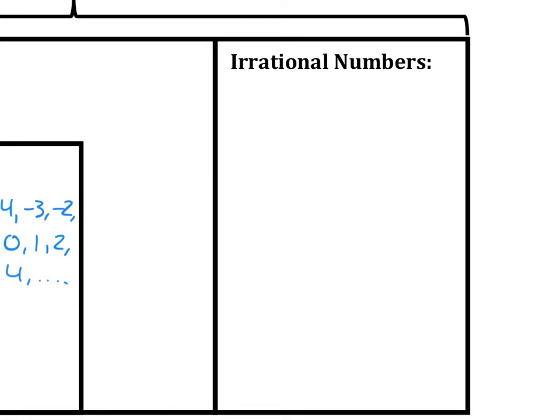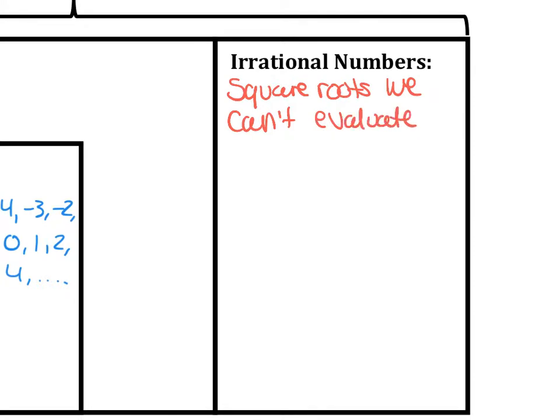Irrational numbers are like when we have square roots that we can't evaluate, so like square root of 3 or square root of 5. So square roots we can't evaluate. So like square root of 3, square root of 26, negative square root of 7, any square root that if you try to do it in your calculator, it wouldn't give you a nice number. It'd give you that really long decimal.